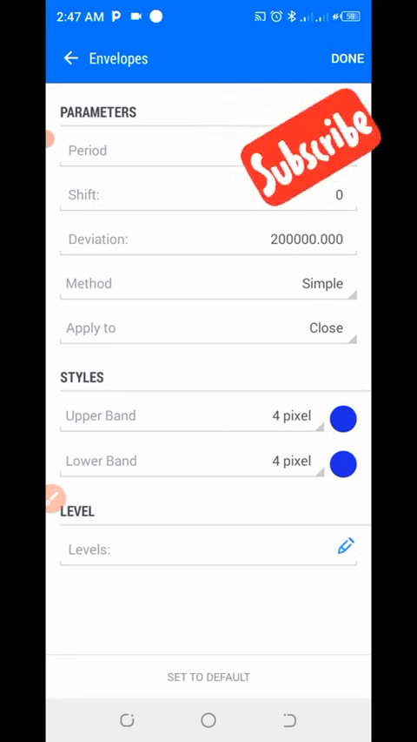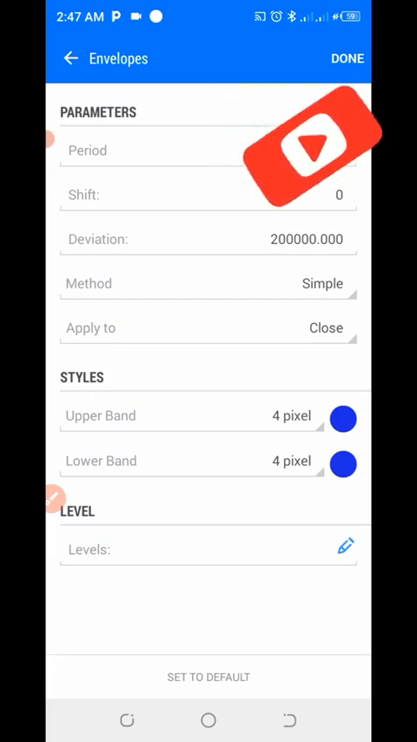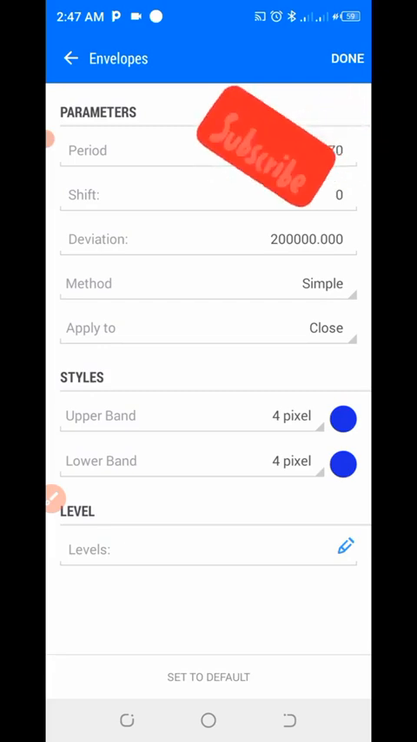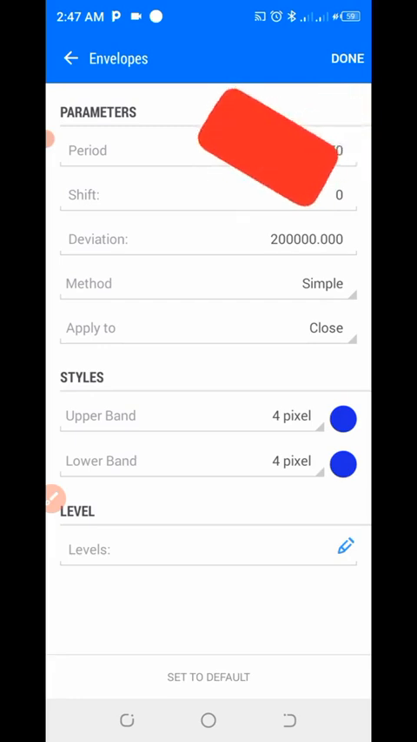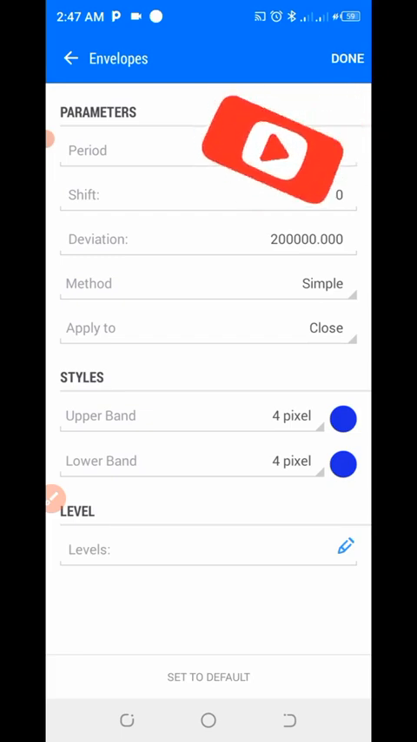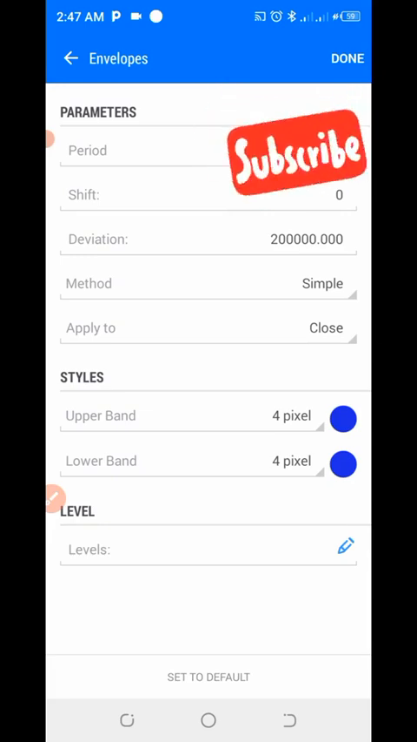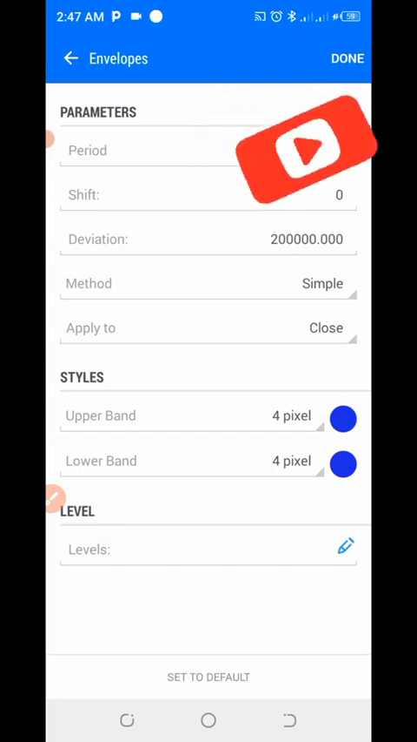So the period we are going to be using for our envelope now: we are not using the full envelope strategy here, we're only using the envelope, a part of the strategy, not the full setup. So for the envelope, the period is 70, shift is 0, deviation is 2, then the method is simple, apply to close. Then the upper band is 4 pixel, lower band is 4 pixel.